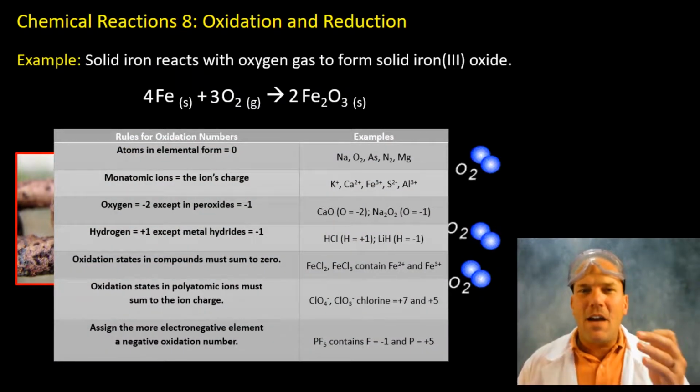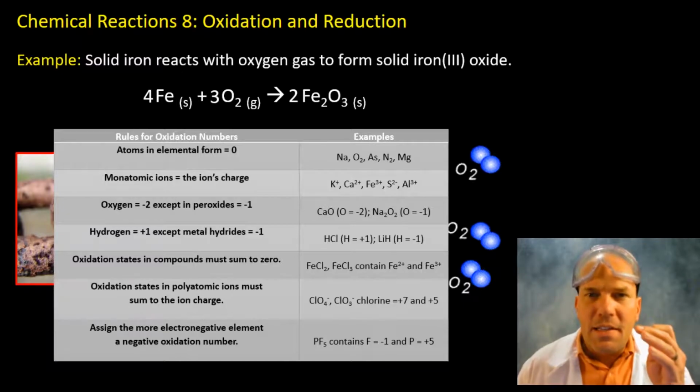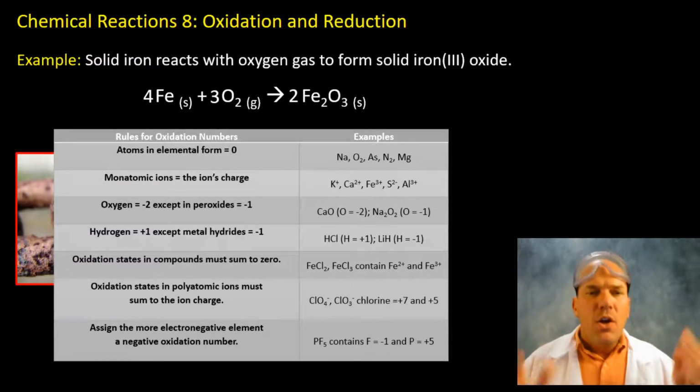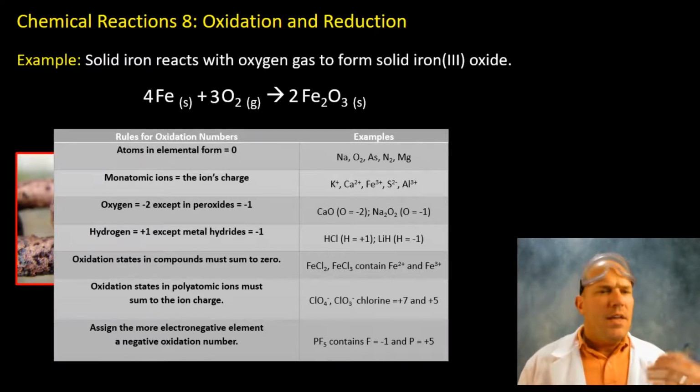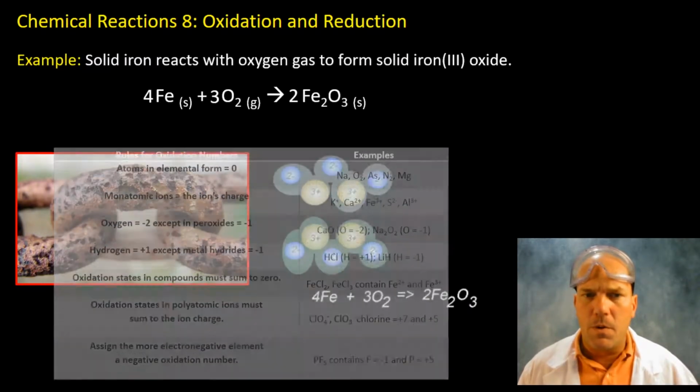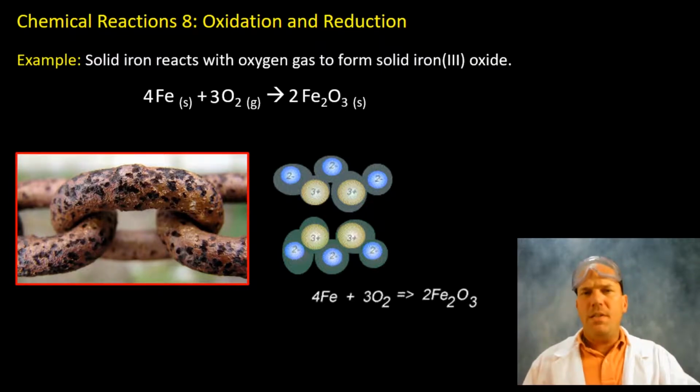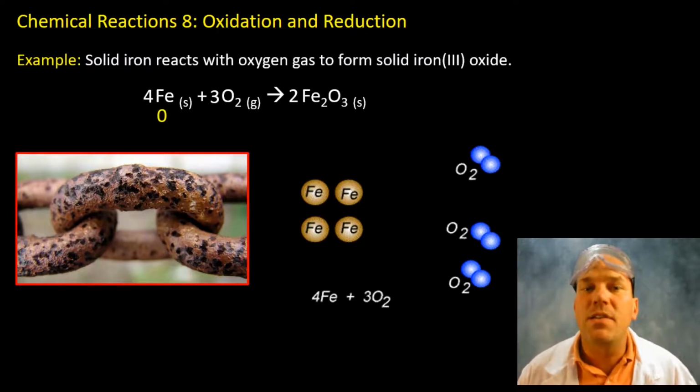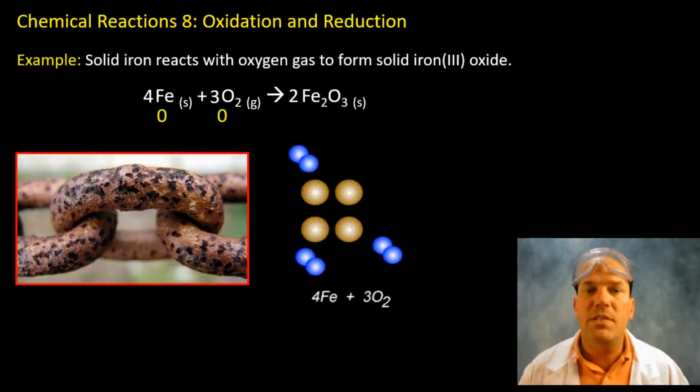Let's look at our oxidation rules and assign oxidation numbers to these species. Let's start with iron. It is in its elemental form. Okay, so what does that mean? Its oxidation number is 0. Same with oxygen. Its oxidation number is 0.